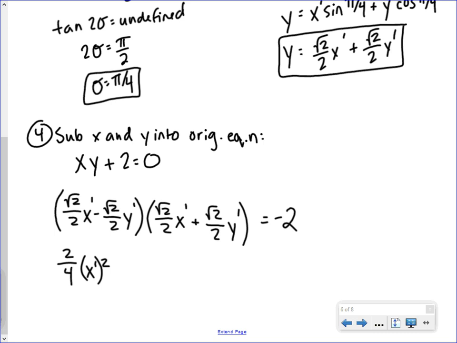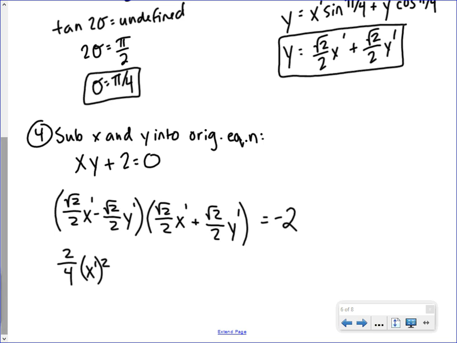I put my x prime in parentheses only because it drives me nuts. If I don't, then it looks like x to the 12, and I get really confused. Okay, so if you don't need the parentheses, you don't have to put them there. I like them because then I know it's x prime squared. Now I'm going to do the next set of multiplications.